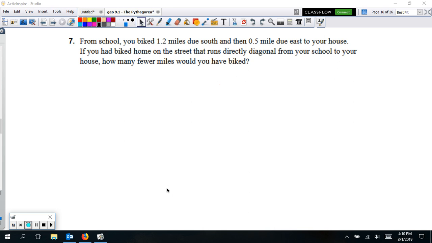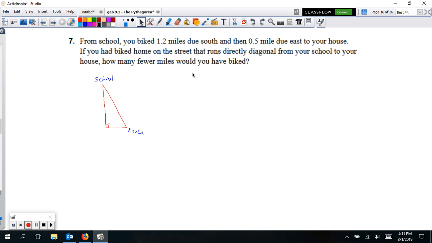So first of all, let's go ahead and draw a right triangle. Let's assume that one of these vertices is the school and the other one is your house. So you have a right triangle on your paper here, and let's put the school at the top and then your house down here on this corner.